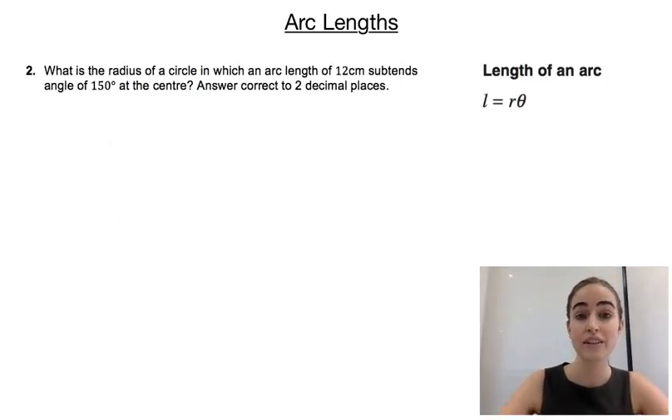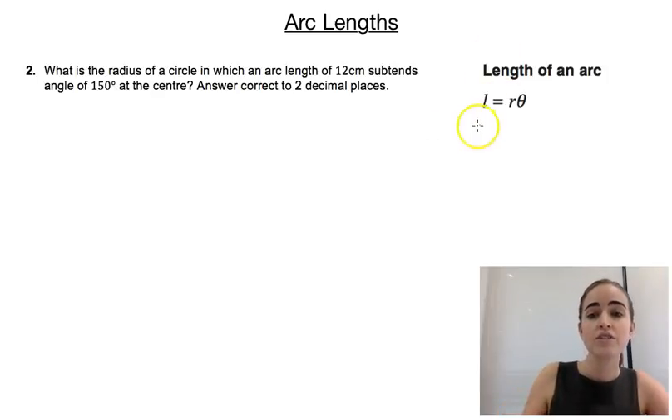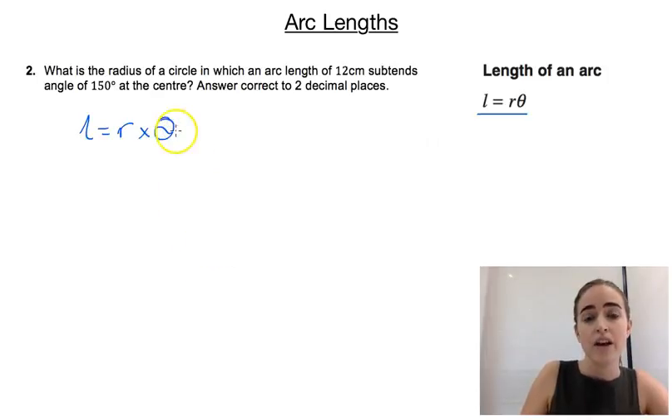Our second example is a little bit different. It says, what is the radius of a circle in which an arc length of 12 centimetres subtends an angle of 150 degrees at the centre? And it wants us to answer correct to 2 decimal places this time. So we're still going to use this formula, but it's going to be a little bit different. We know our length is equal to the radius times that angle, but this angle needs to be in radians, and at the moment we have 150 degrees.